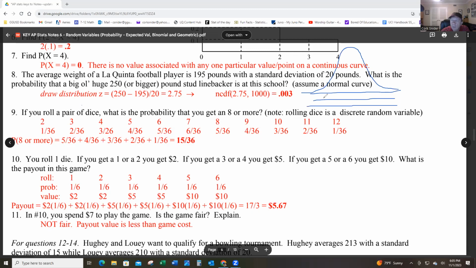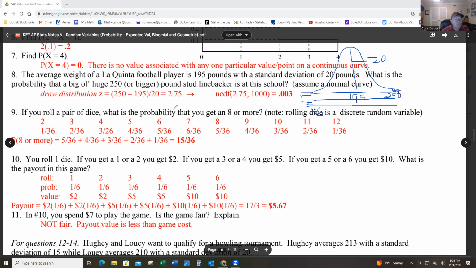Remember, it's raw score, z-score, and percentile. The raw score is 195, that's the mean, and the standard deviation is 20. You're finding 250, which is way out here. I'm going to shade it. It's not much. 250 is not super common. There's 250 right there.